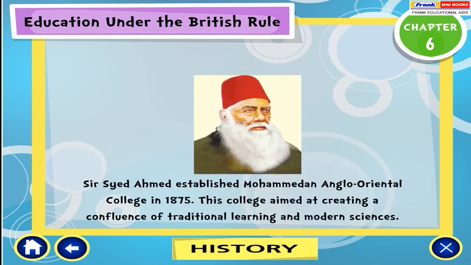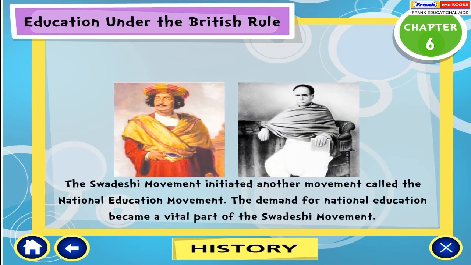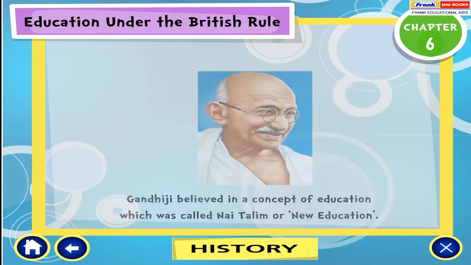Sir Syed Ahmad established Mohammedan Anglo-Oriental College in 1875. This college aimed at creating a confluence of traditional learning and modern sciences. The Swadeshi movement initiated another movement called the National Education Movement. The demand for national education became a vital part of the Swadeshi movement. Gandhiji believed in a concept of education which was called Nai Talim or New Education.